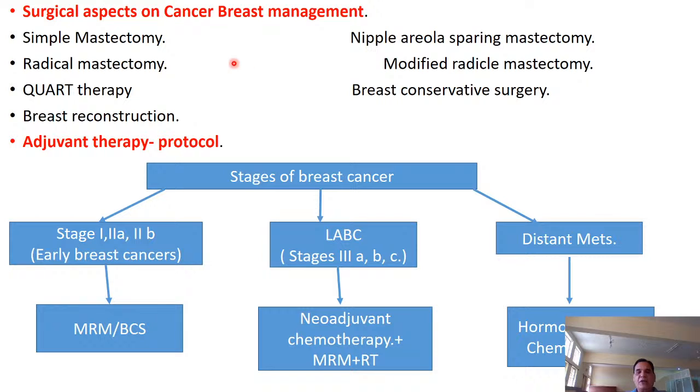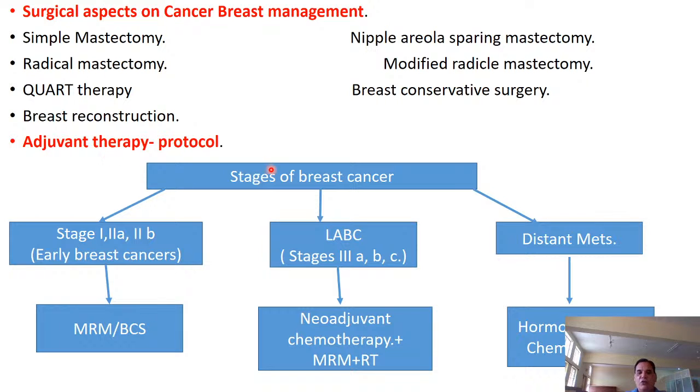Surgical aspects of cancer breast management. So what are the different choices? Simple mastectomy, radical mastectomy, quadrantectomy, breast reconstruction, nipple areola sparing mastectomy, MRM, that is modified radical mastectomy, and BCS, that means breast conservative surgery. In short, it signifies all types of management of breast carcinoma.